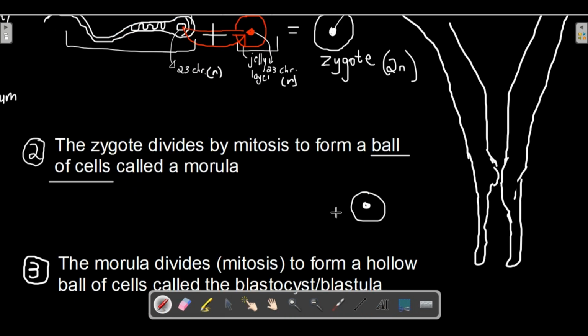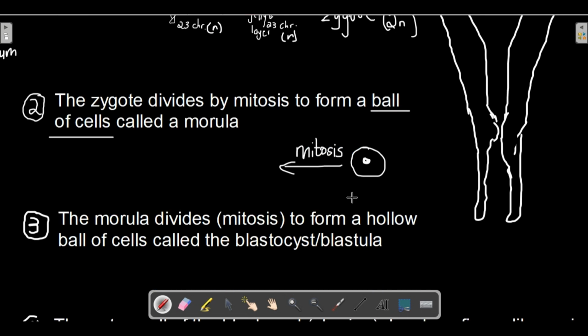Now after the zygote has formed, it divides by mitosis. Remember, mitosis is a cell division where you have a somatic cell or a body cell that will divide to form two identical daughter cells that are identical to the parent cell. So through mitosis, you are going to form this structure, this ball of cells.